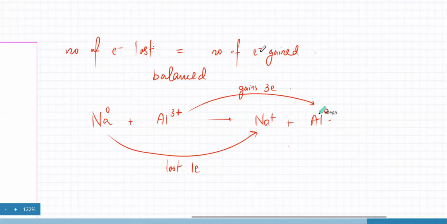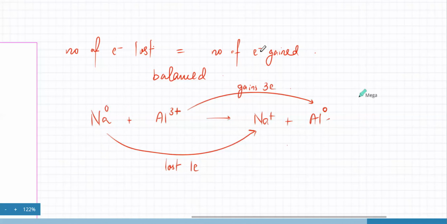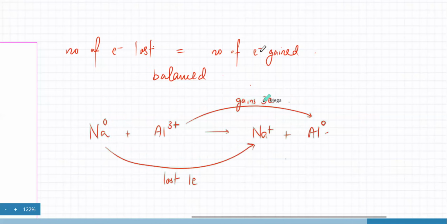Whose quantity should you increase? How can you make the number of electrons equal? What should I multiply sodium with? How many sodiums do I need? Is it just one, right? Because it's only gaining by one. But aluminium needs three electrons, right?